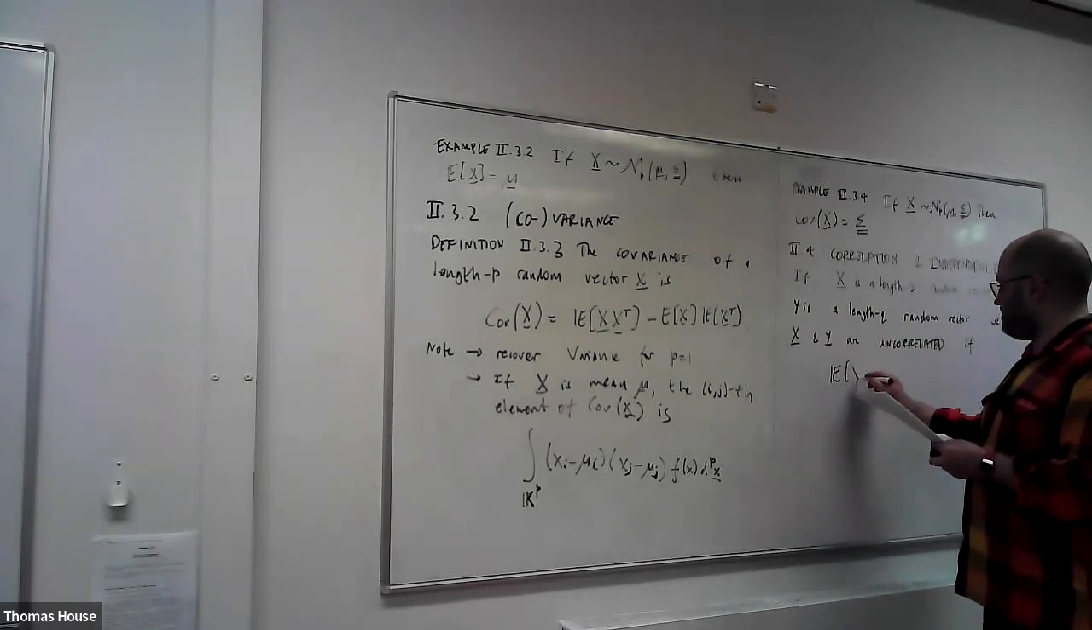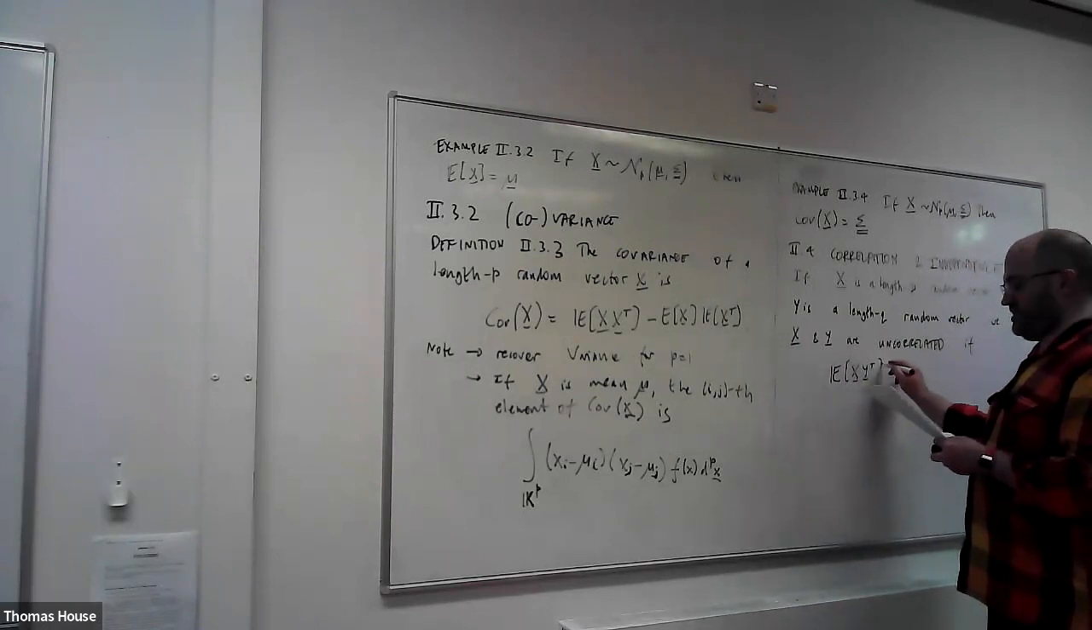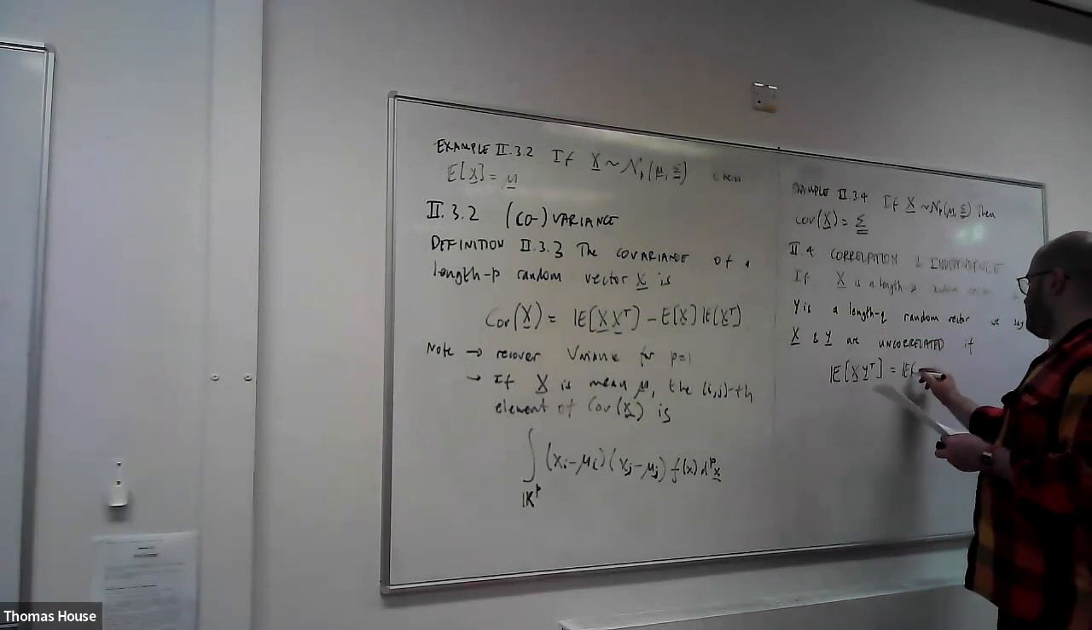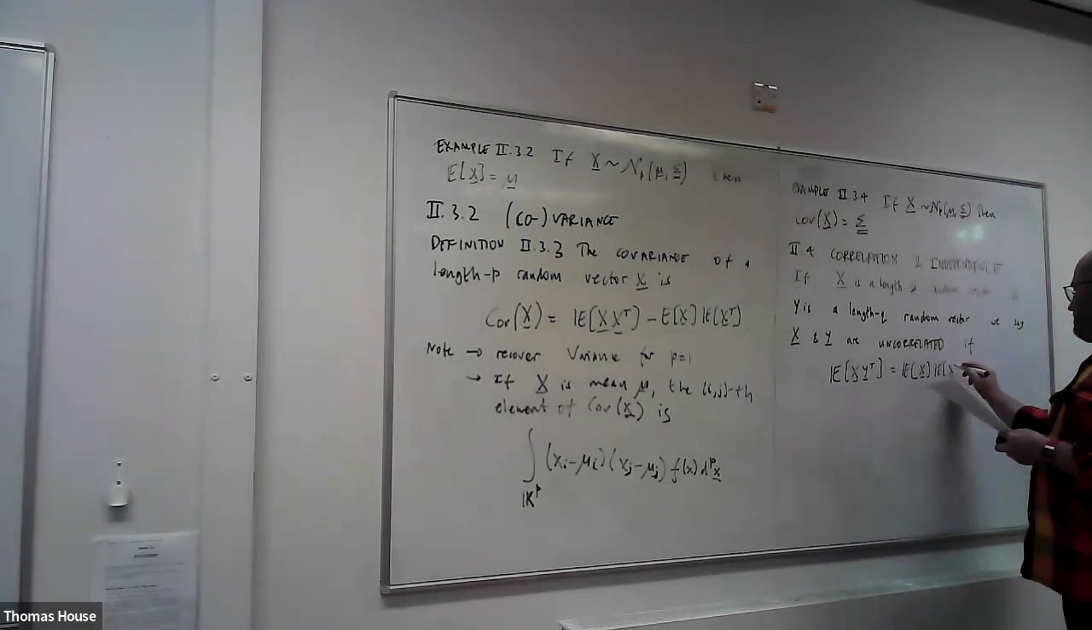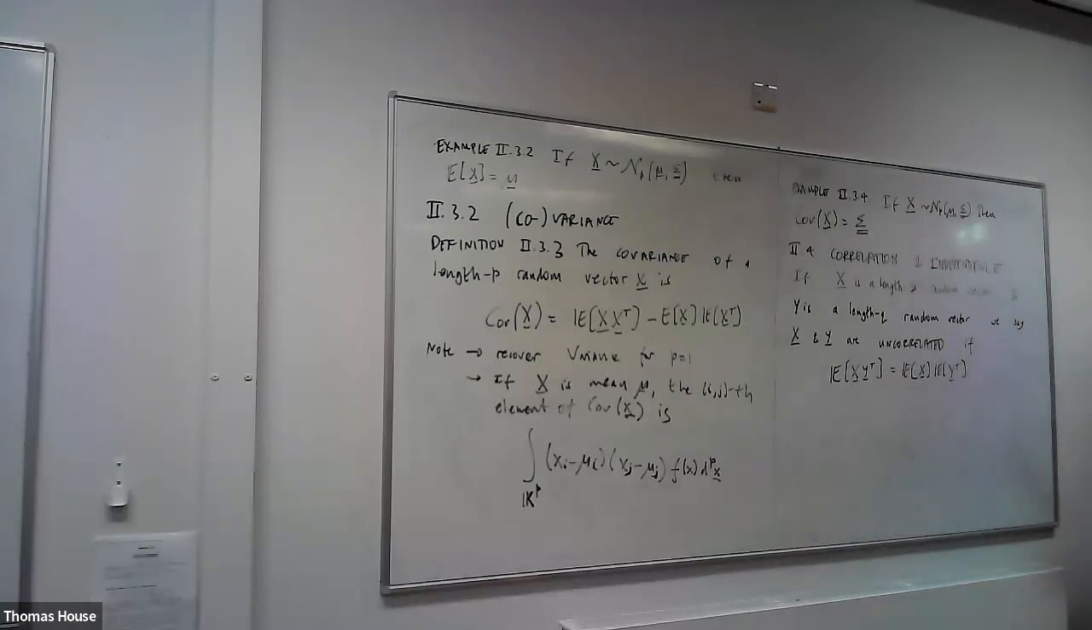if the expectation of X Y transpose is the expectation of the outer product is the outer product of expectations, right? So that generalizes the notion of being uncorrelated for scalar random variables, right? If these are scalars, yeah, that recovers the idea of being uncorrelated.